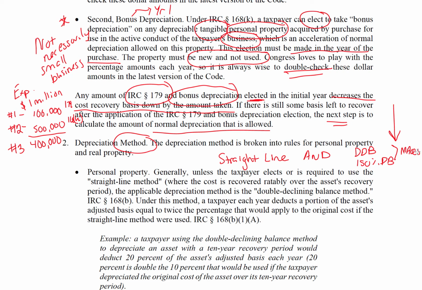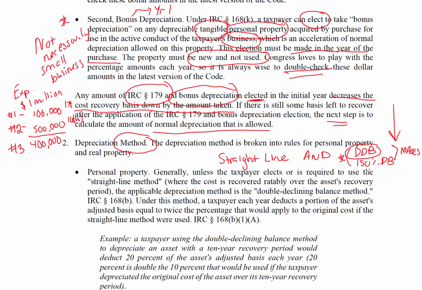It's possible to get straight line under MACRS as well, depending on your life, just so you know, and whether you can make an election or not. Okay? And I'll mention that later on. But the key is that with respect to method, it's generally going to be straight line, or it's going to be double declining balance or 150% declining balance. And most property is going to be double declining balance, which is 200% declining balance.